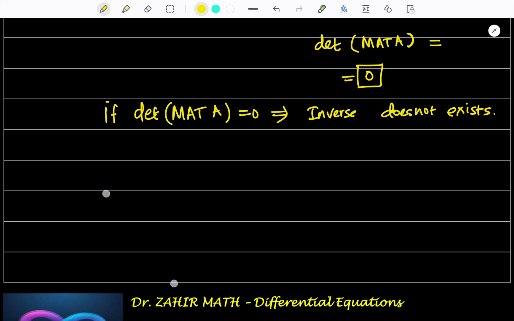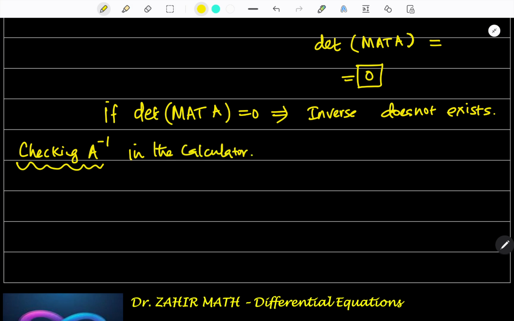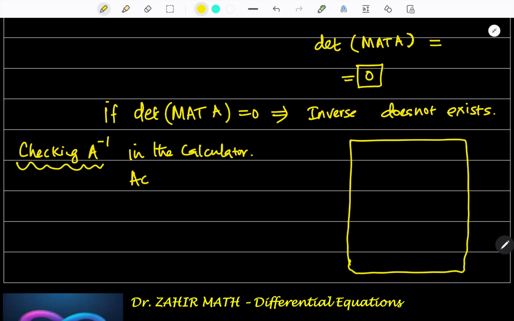Keep in your mind. So now checking A inverse in the calculator. How are we going to check it? Again press AC. Now we are going to press inverse. I'll show you where the inverse button is. This is your FX991 model calculator. If you go along the row with calc, you can see a button called X inverse. This is the button used for inverse.